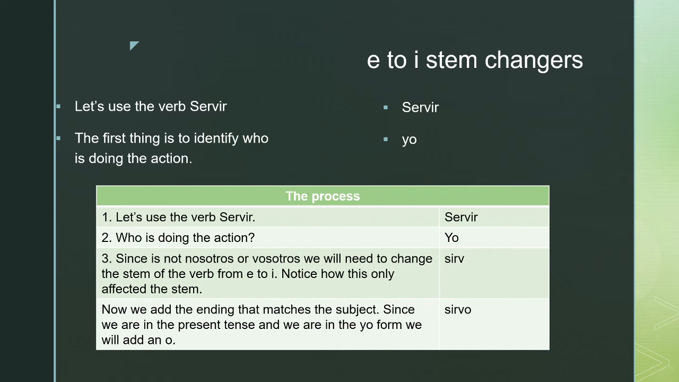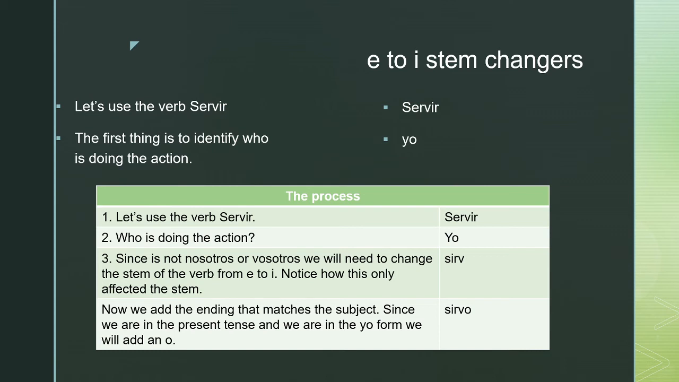So here, we're going to use the verb servir. It's an E to I stem changer. And the subject happens to be yo. So we start out with servir. I'm going to ask who's doing the action. Well, I am doing the action, so the subject is yo. Since it's not nosotros or vosotros, I'm going to need to change the stem. And so you see here, instead of S-E-R-V, I had to change it so that it becomes S-I-R-V. And then after that, we're going to add the ending that matches the yo form. In the present indicative, the ending that matches the yo form for an IR verb is an O. And so my complete conjugation of the stem changer becomes sirvo.